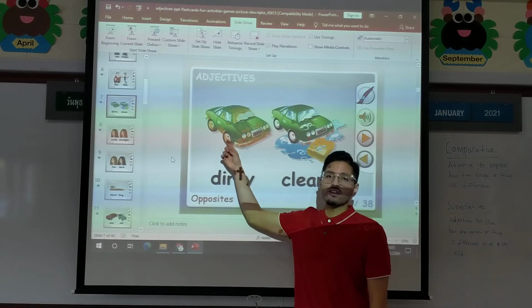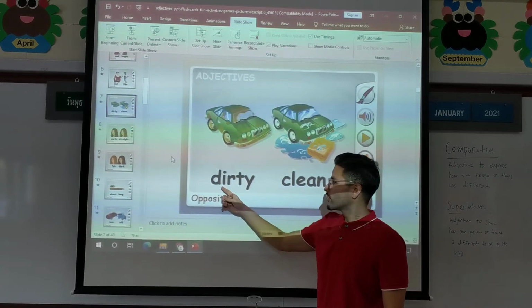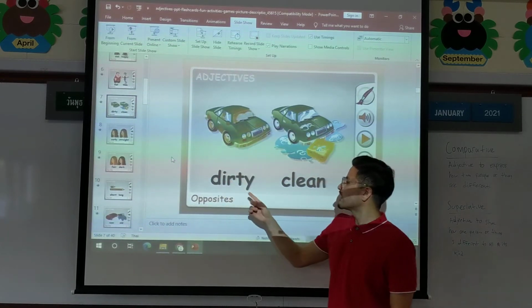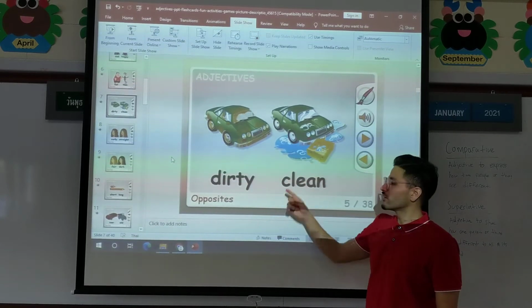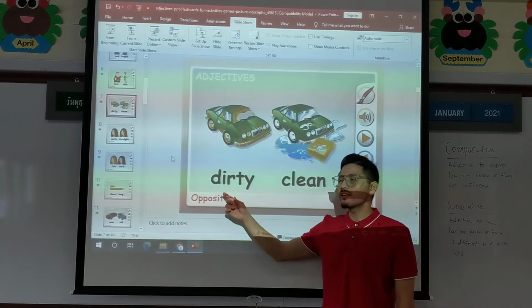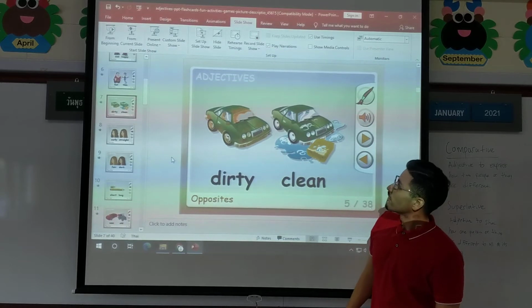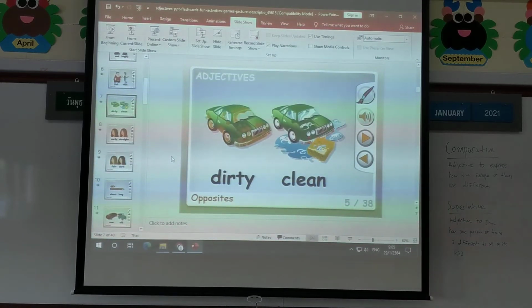Now, is this car clean or dirty? Dirty. And this car is clean. So the opposite of dirty is clean. Okay? Let's go to the next.